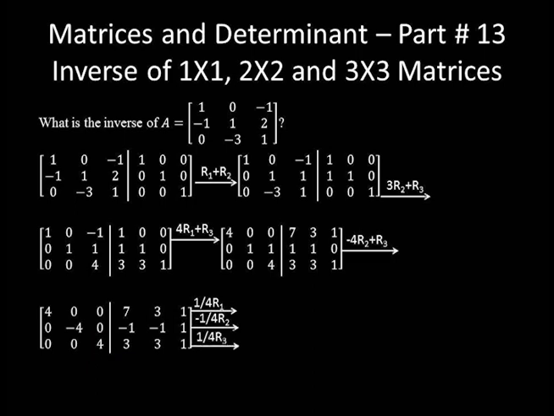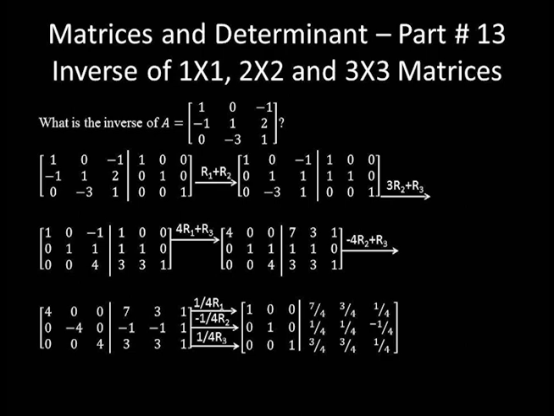Multiplying row 1 elements by 1 over 4 gives us 1, 0, 0, 7 over 4, 3 over 4, and 1 over 4. Multiplying row 2 elements by negative 1 over 4 gives us 0, 1, 0, 1 over 4, 1 over 4, and negative 1 over 4. Multiplying row 3 elements by 1 over 4 gives us 0, 0, 1, 3 over 4, 3 over 4, and 1 over 4. At this stage, the identity matrix comes to the left, and the matrix at the right-hand side is the inverse of matrix A.